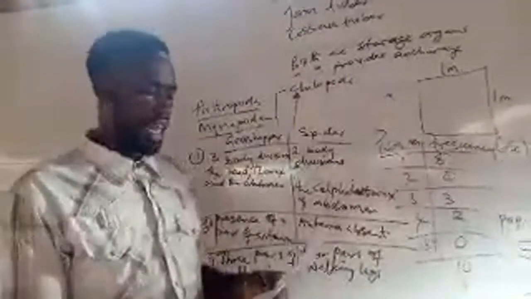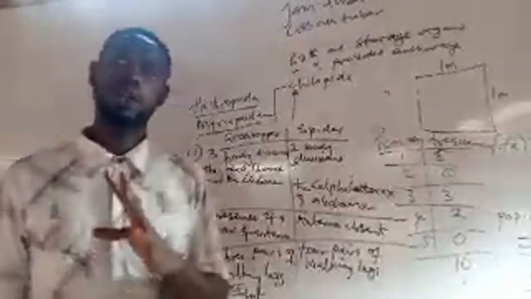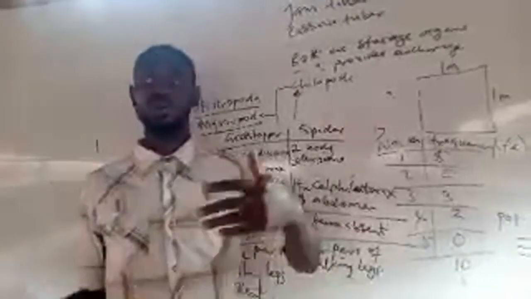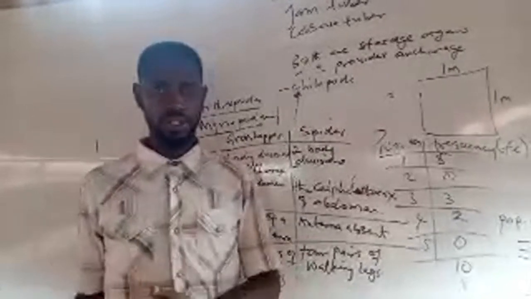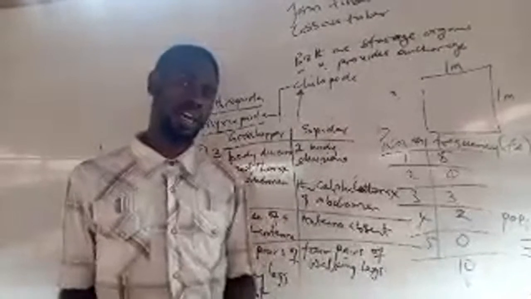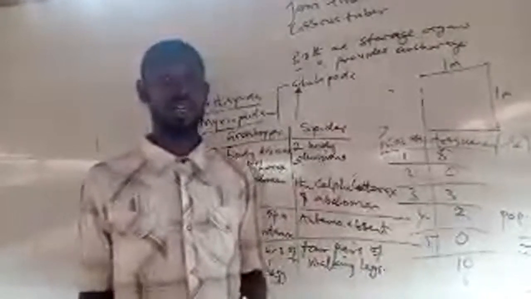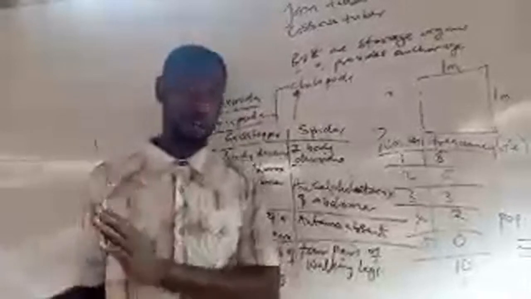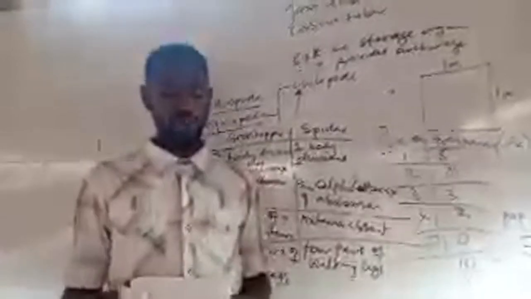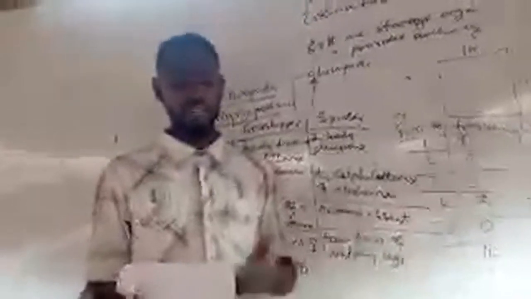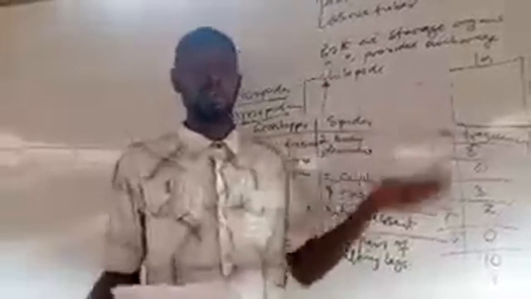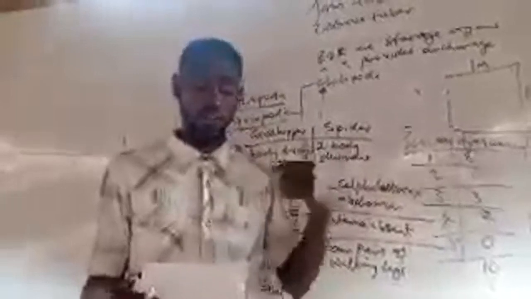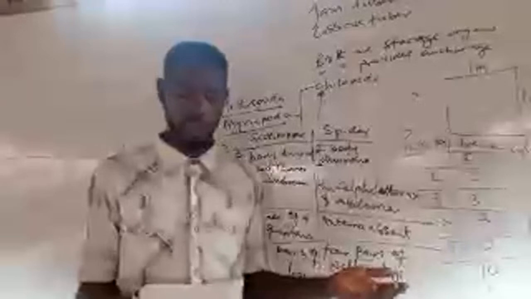Then we have larvae of a housefly. A larva of housefly is actually called maggot. When we take a look at larvae of housefly and larvae of mosquito, we should consider what we call metamorphosis, because they have a stage of development here, and this stage is called larva. You know what larva is? We have two types of metamorphosis: complete metamorphosis and incomplete metamorphosis. These two undergo complete metamorphosis, because in incomplete metamorphosis, there is nothing like larva. So the larva stage of housefly is called maggot.